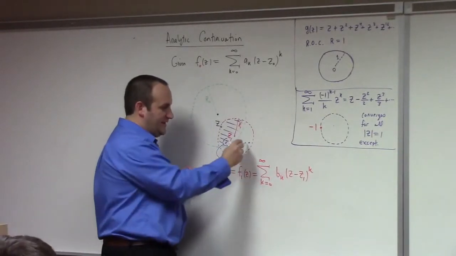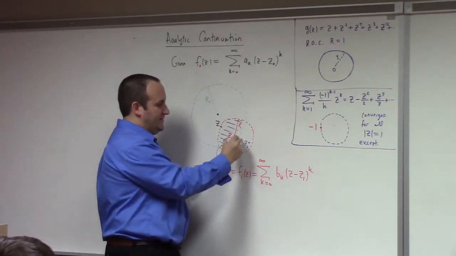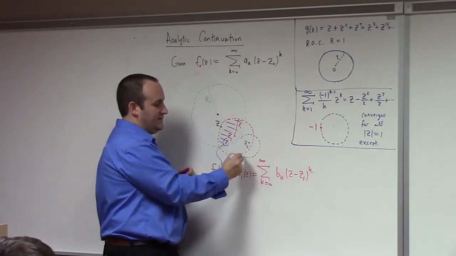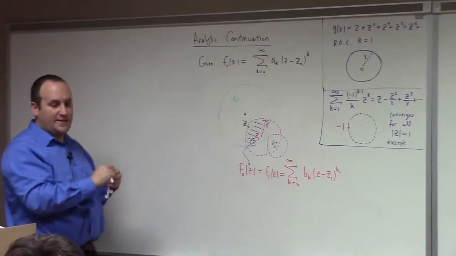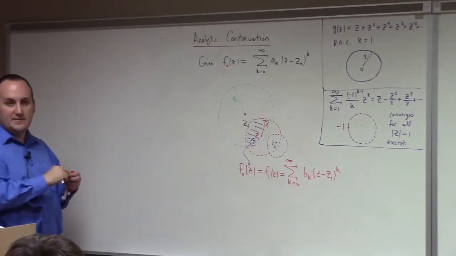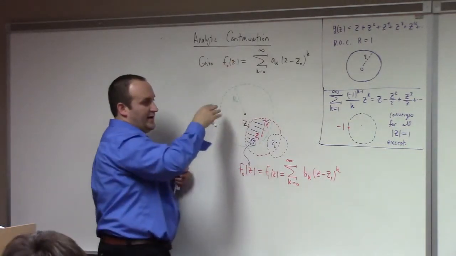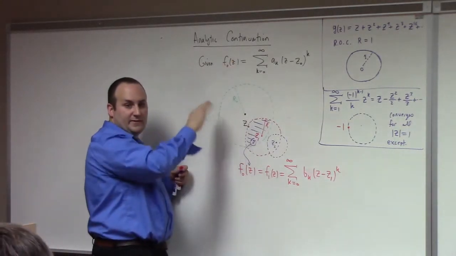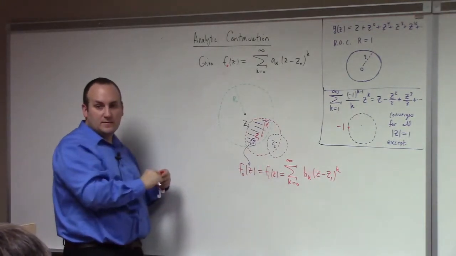You know, so then you can take a z2, right? And then maybe that one has a disk of convergence like this. I don't know. And you can just keep doing this. And then they will match on the overlap, right? And this process of creating new functions by continuing the domain, by recentering the power series from the original domain, is called analytic continuation.